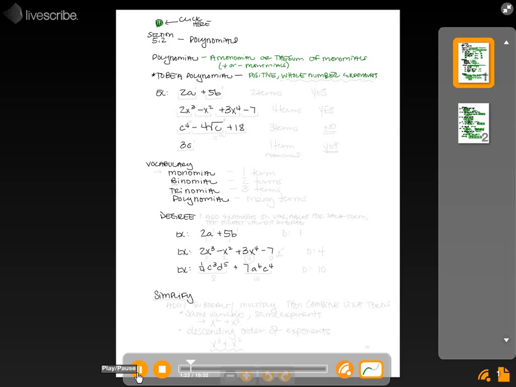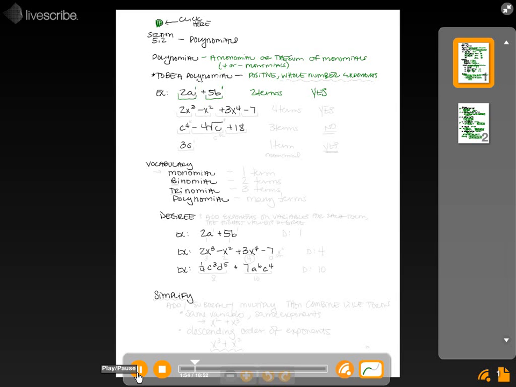We've got 4 examples here, and what I want you to do as we work through them is tell me yes or no whether they are polynomials. Now, the first one here, we're adding 2 things together. We've got 2a plus 5b. That means it's got 2 terms. Everything that's being added or subtracted together is a term. So here we have 2 terms. If we look at our exponents, they're not written in here, but each one is an exponent of 1, which is a positive whole number. So yes, that is a polynomial.